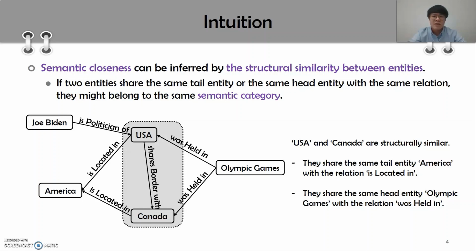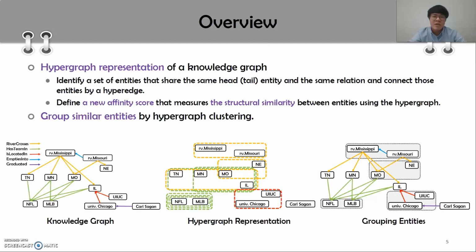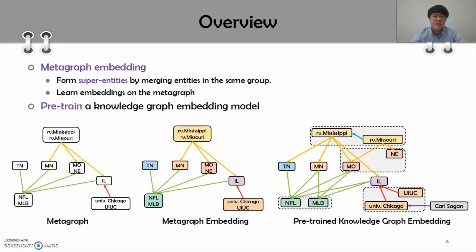In the literature, there were some attempts to incorporate entity types into a knowledge graph embedding model, but the existing methods assume the predefined entity types or require rich extra information to infer the entity types. Using the intuition that we can group semantically similar entities by just looking at the structure of a knowledge graph, we propose a way to convert a knowledge graph into a hypergraph. Then, by hypergraph clustering, we can group similar entities. Different from the existing method, our method does not require any prior information about entity types or other external features.